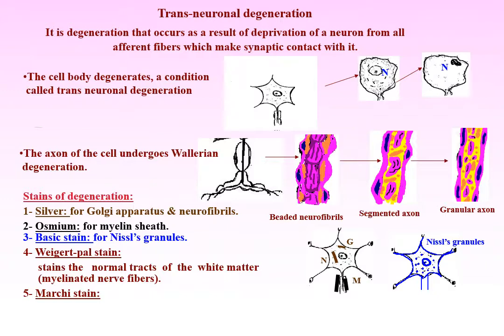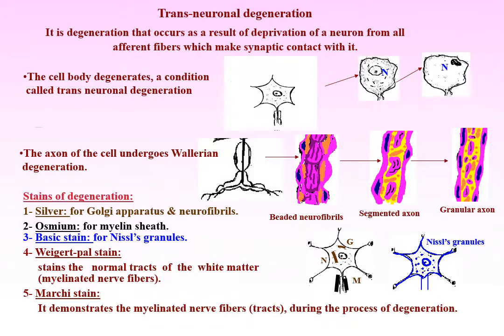Marchi stain. It demonstrates myelinated nerve fibers, which are the tracts during the process of degeneration. Potassium dichromate is used first to oxidize the myelin of the normal tracts. When osmium is used next, it stains the degenerated tracts. However, it cannot stain the previously oxidized myelin of the normal tracts.